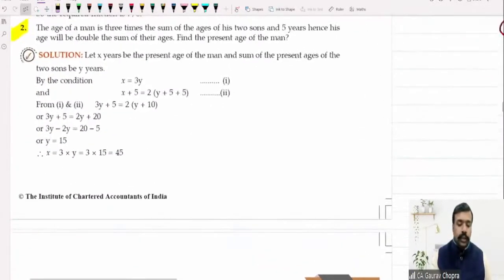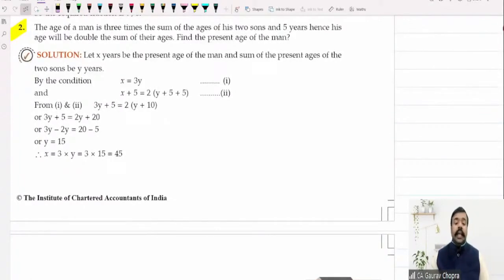Let us understand the question in detail first. The age of a man is 3 times the sum of ages of his 2 sons, and 5 years hence his age will be double the sum of their ages. Then find the present age. Now, first of all, we have to prepare an equation for the first statement. The first one says age of man is 3 times the sum of age of his 2 sons.